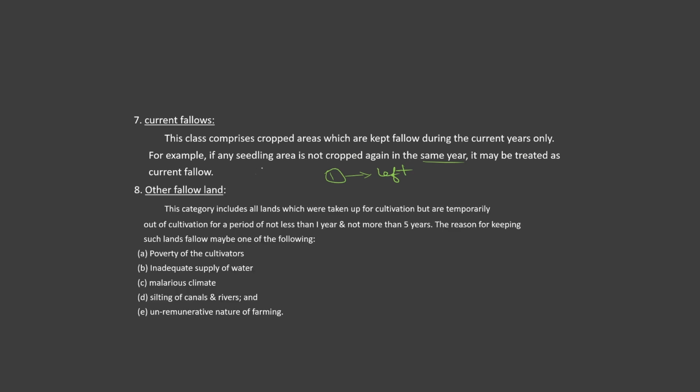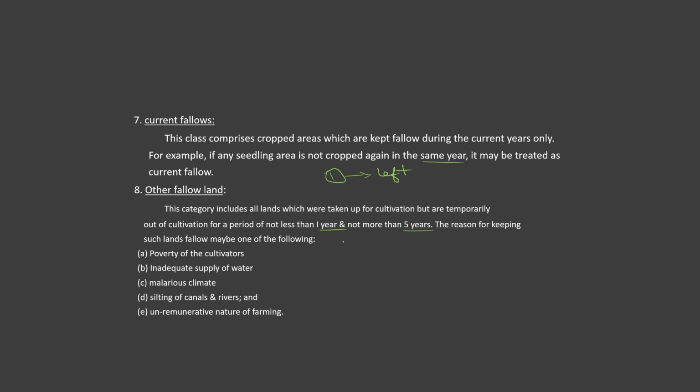And the eighth classification of land is other fallow land. This category includes all lands which were taken up for cultivation but are temporarily out of cultivation for a period of not less than 1 year and not more than 5 years. The reasons for keeping such land fallow may be one of the following.